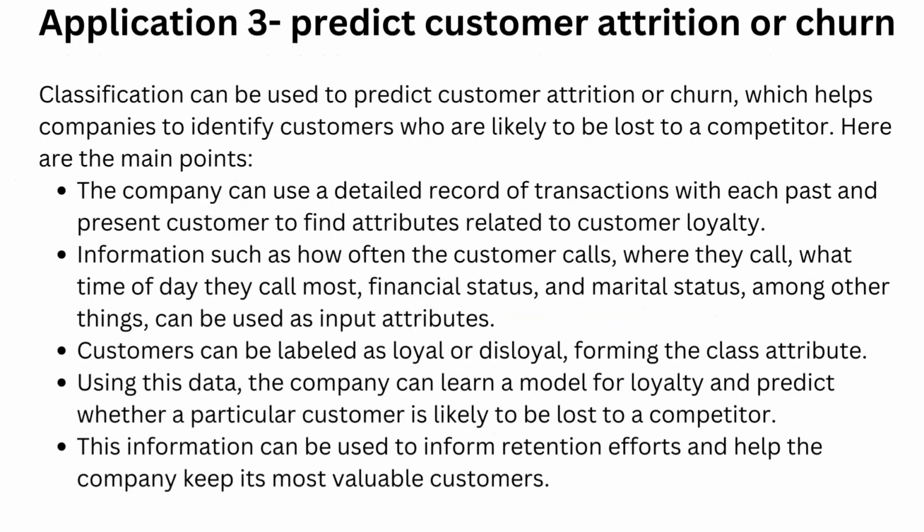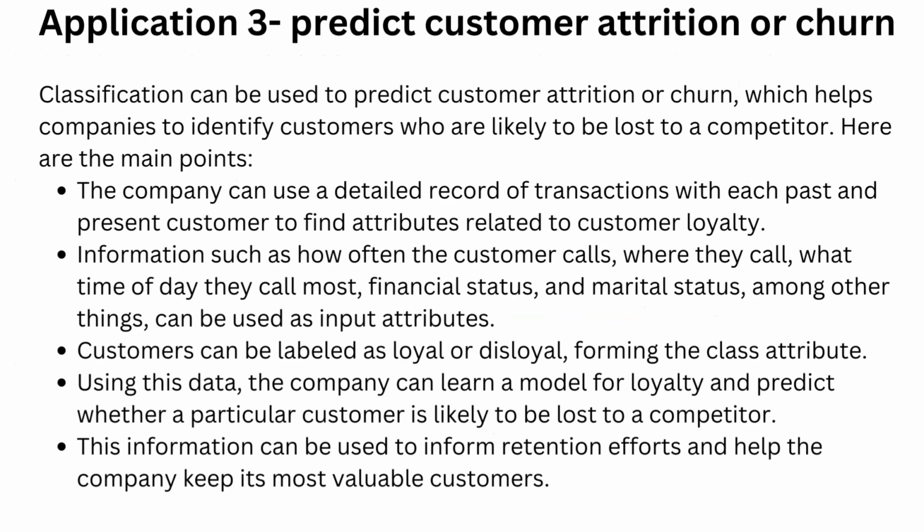Classification can also be used to predict customer attrition or churn. The goal here is to predict whether a customer is likely to be lost to a competitor or not. To do this, the company can use a detailed record of transactions with each of its past and present customers to find attributes that might be related to customer loyalty. This might include information about how often the customer calls, where they call, what time of the day they call most, their financial status, and their marital status, among other things.